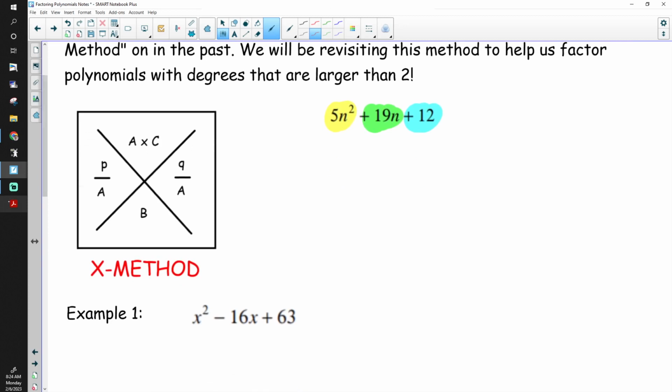So let's figure out what our a, b, and c are, because a, b, and c is what we put into our x method. What is my a? My first coefficient is 5. My b value is positive 19. And my c value is 12. Okay, so hopefully this is starting to ring a bell. Once you have your a, b, and c, it's time to draw our x and follow everything in our x method. This looks crazy, but it's really not that bad.